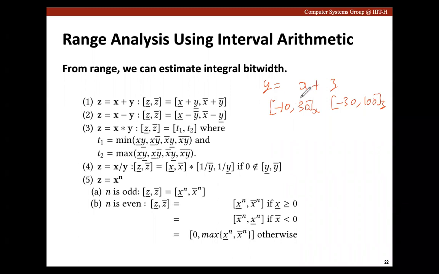By looking at the range of x and the range of z, we will be able to estimate the range of y. You just add the lower limits and the upper limits, so the range of y will be minus 40 to 130. So by using the range of x and the range of z, we can estimate the range of y. Similarly, for different operations, by looking at the ranges of the source operands, we can estimate the range of the destination operand.